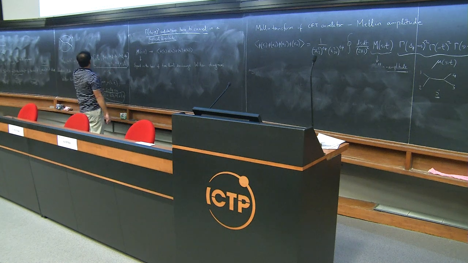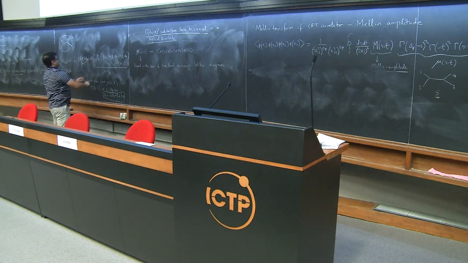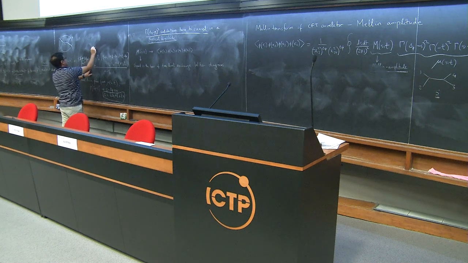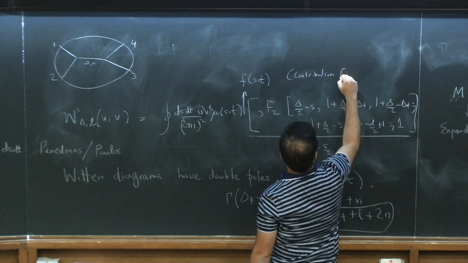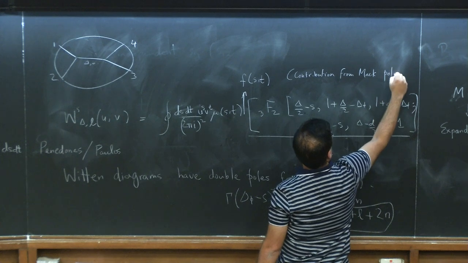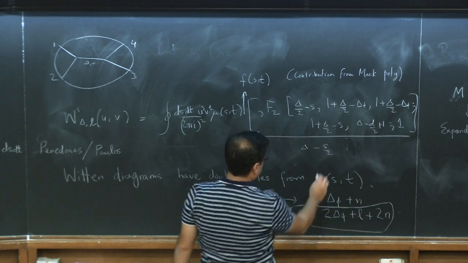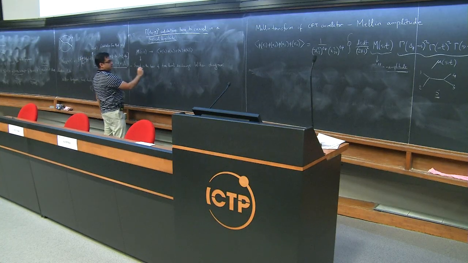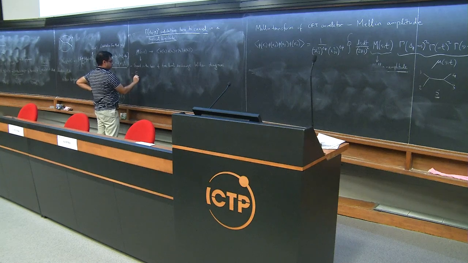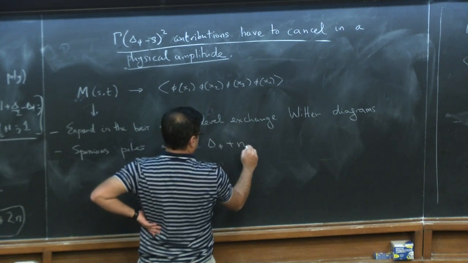The expressions are known. What happens in the actual case is that you have some piece that looks like the 3F2, but in addition, you also have a contribution from the Mack polynomial. So if I have delta comma L here, then there will be a piece that comes from the Mack polynomial. These deltas get shifted, so there'll be some L-dependent shifts. How they get shifted is not important. But what is important is that when we expand in the basis of the tree level exchange Witten diagrams, you have spurious poles at s equals delta phi plus n, where n goes from 0 to infinity.